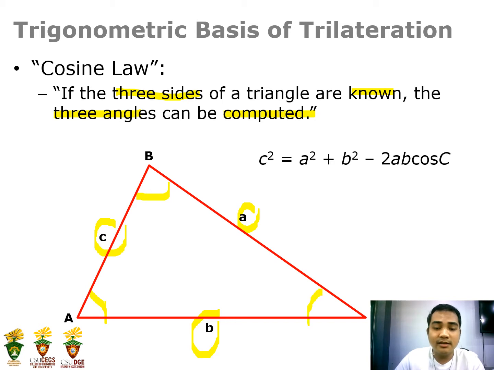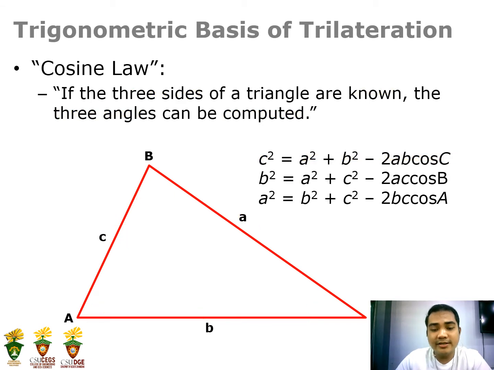So the formula of the cosine law, you probably know this already. C squared is equal to A squared plus B squared minus 2AB cosine C. And for the other side, if we want to get angle B, we use the second formula, B squared is equal to A squared plus C squared minus 2AC cosine B. And if we want to get angle A, we are going to use this formula, A squared is equal to B squared plus C squared minus 2BC cosine A.